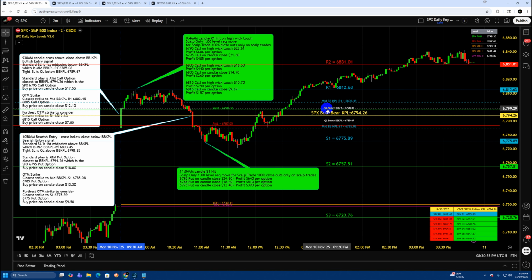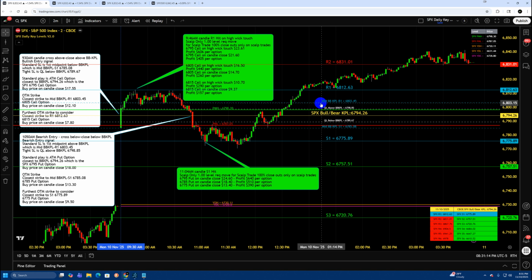The QL levels above and below each level serve as the tight stop losses, depending on whether you are taking a bullish trade or a bearish trade off of the particular level. In the case of the bull bear key price level, abbreviated BBKPL, on a bearish trade off the BBKPL, your tight stop loss would be the QL above. On a bullish trade off the BBKPL, your tight stop loss would be the QL below.